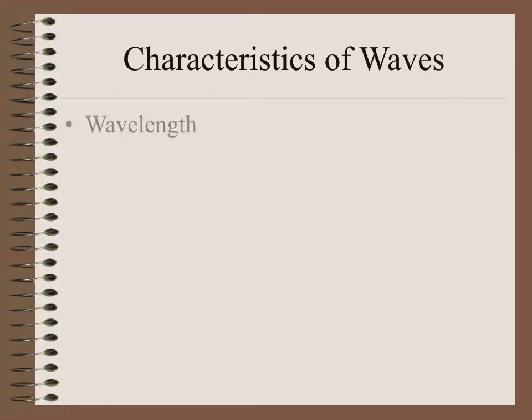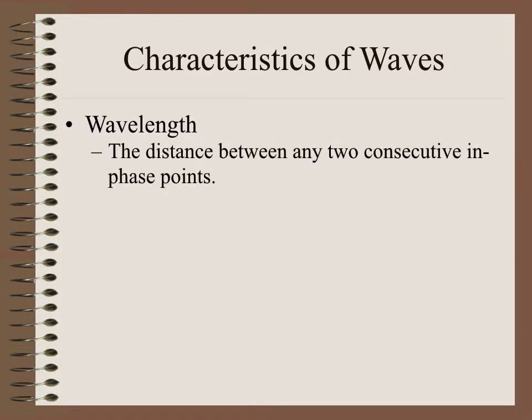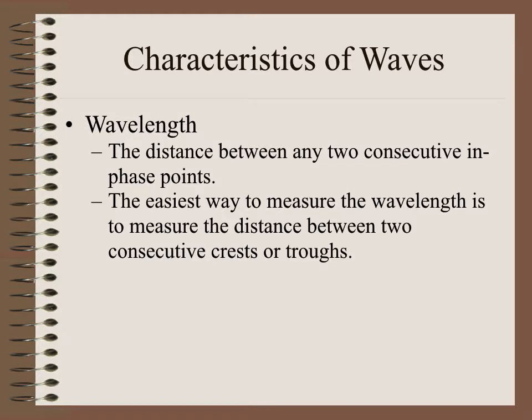The next characteristic is the wavelength. The wavelength is the distance between any two consecutive in-phase points. Remember, consecutive means one right after the other. Probably the easiest way to measure the wavelength is to measure the distance between two consecutive crests or two consecutive troughs.